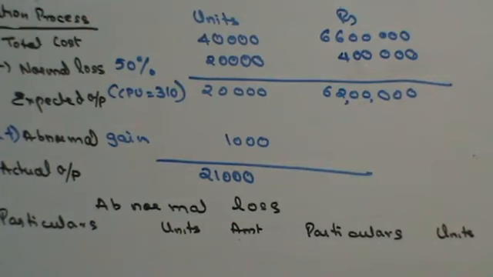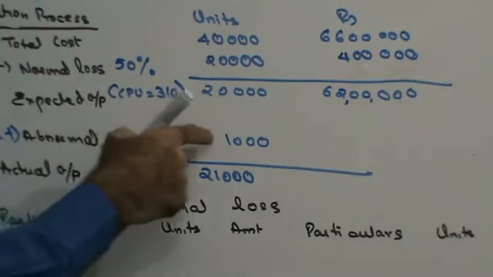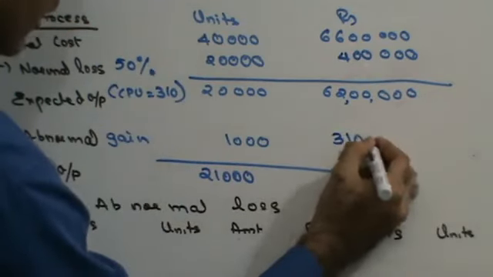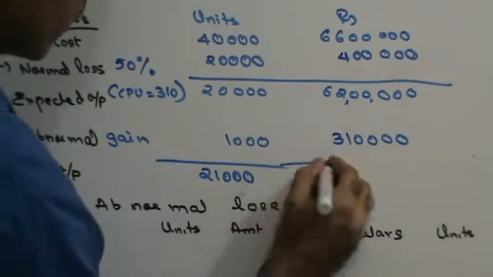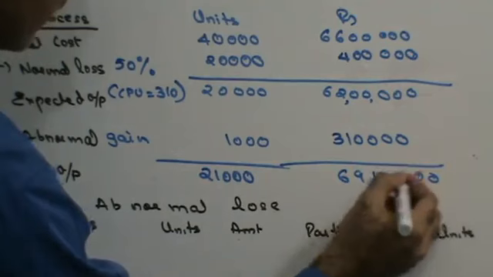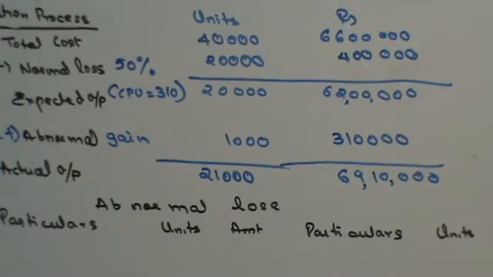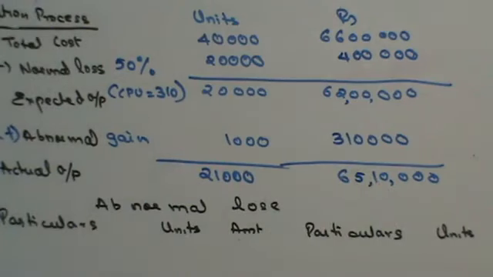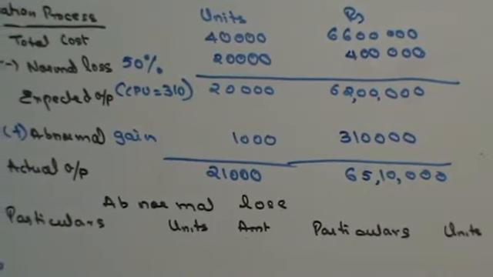1,000 multiplied by the CPU. Gain is always at the rate of CPU. So 1,000 multiplied by 310. So 310 and then another 3 zeros. So this is going to be 3 lakh 10,000. Right? Let's transfer this. So 62 and 3 is 65 lakhs 10,000. This is going to be 65 lakhs 10,000, right?